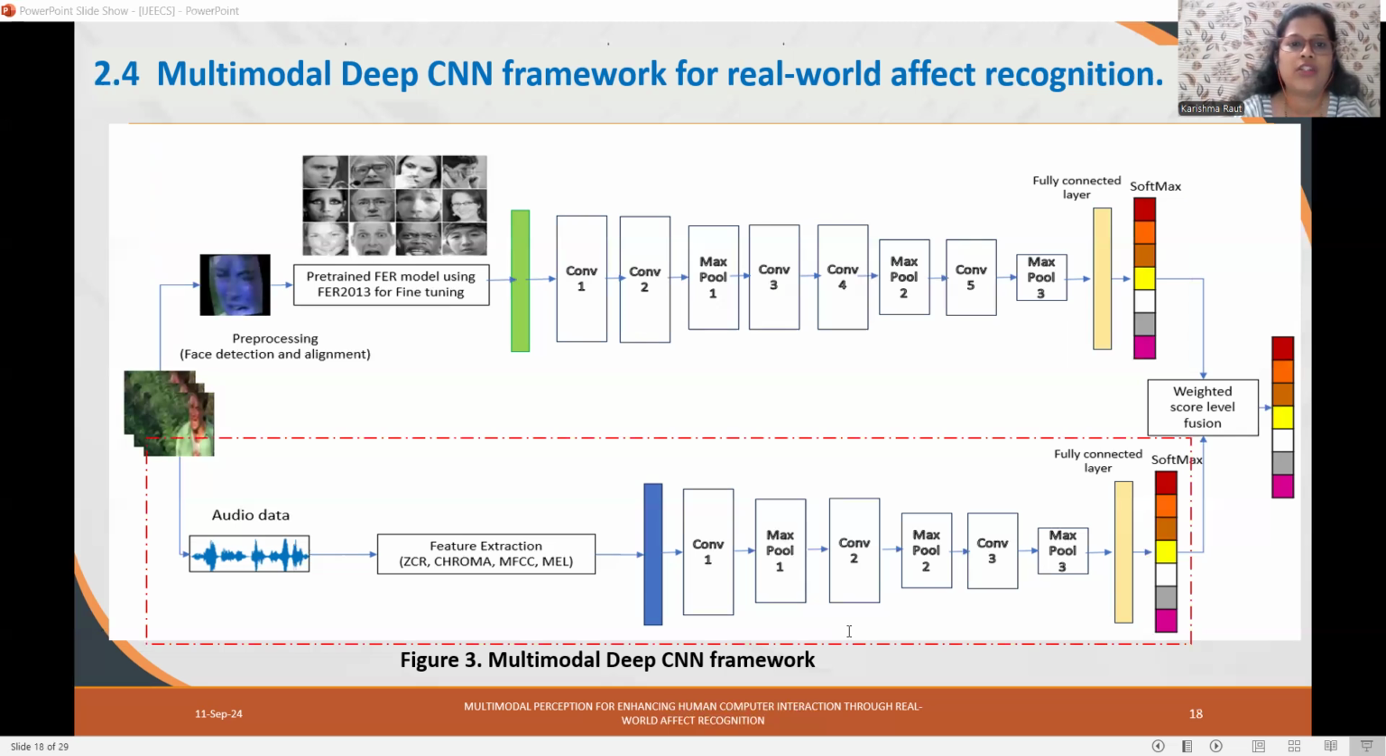The audio classification uses a 1D CNN model consisting of 3 convolutional layers, each followed by a max pooling layer. The key auditory characteristics for identifying emotions include pitch, spectral energy distribution, Mel frequency cepstral coefficients, and zero crossing rate. These are given to the 1D CNN model. The final layer of the 1D CNN model is a fully connected layer followed by a softmax function for classification. The weighted score level fusion is used for final classification with equal weights assigned to both modalities.